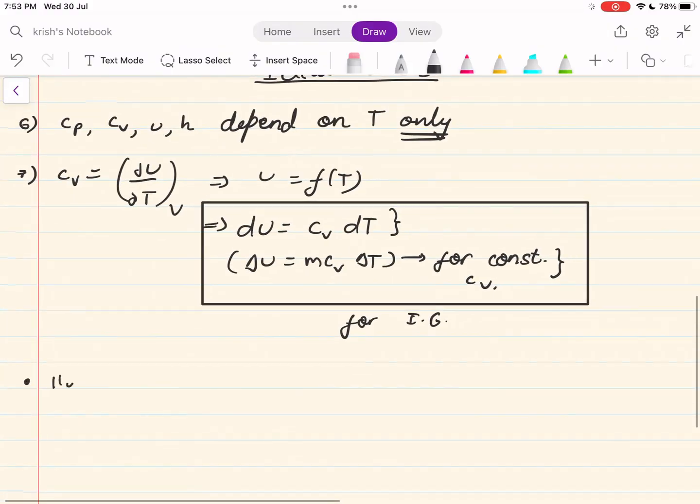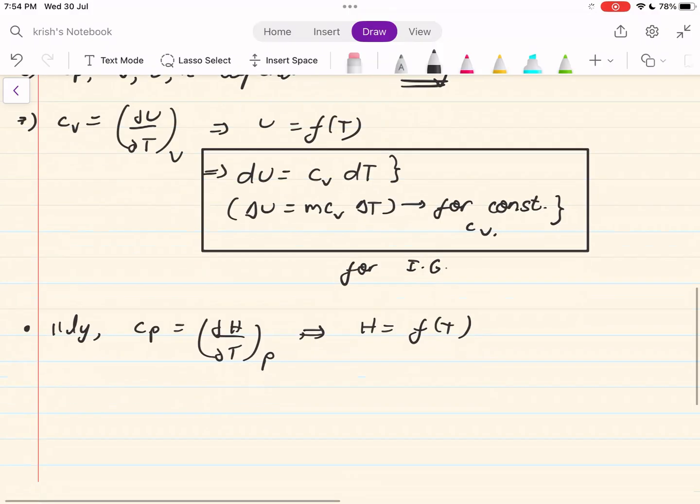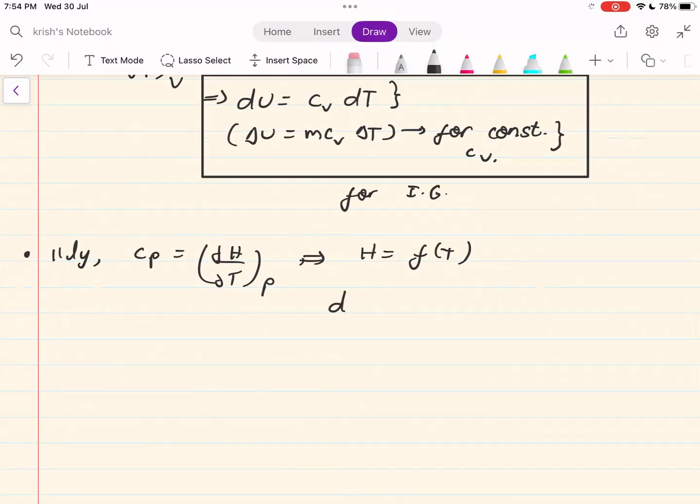Similarly, Cp equals del H by del T at constant pressure. So H is a function of temperature and dH equals Cp dT, or delta H equals mCp delta T, right? Again, same conditions apply.